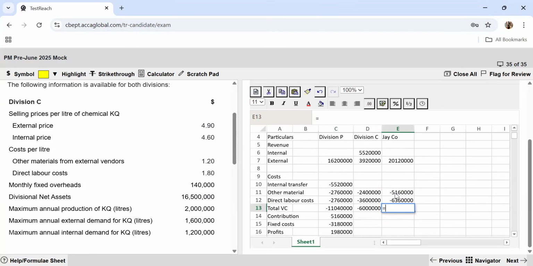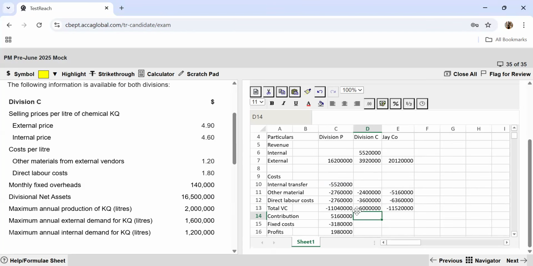So how can we find out the total cost? We can put the sum formula over here because we do not have to include the internal transfer. This amount includes this internal transfer. Hence, I have taken the sum from here. So this will be what the total cost looks like for J company.